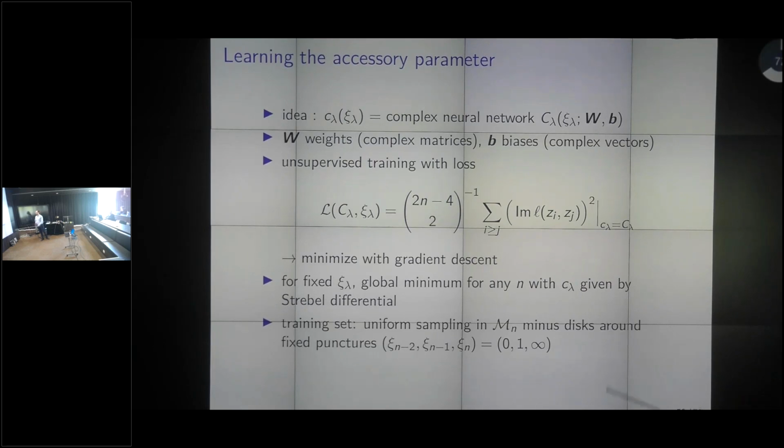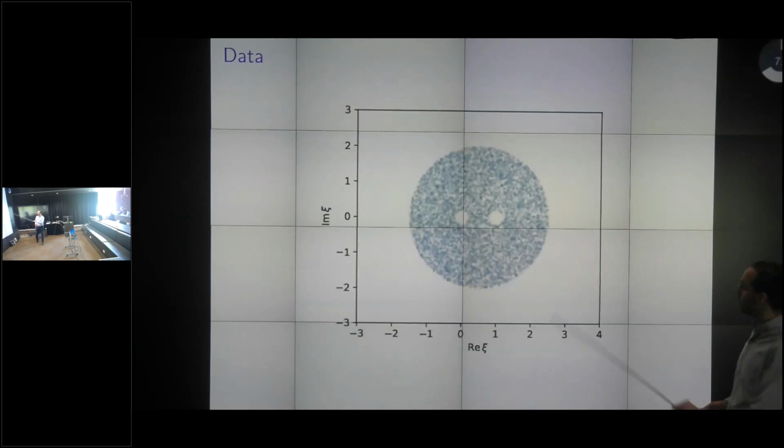For the training set, we just do uniform sampling in the moduli space while removing also some small disk on the marked points to just improve the convergence. So here's my training set for the first case.